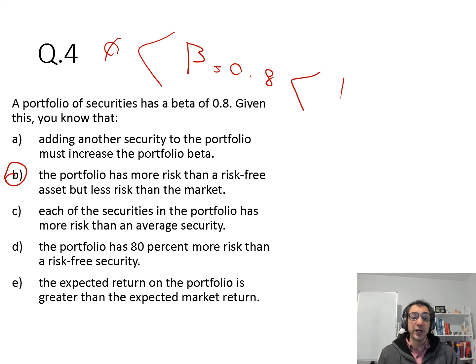E says the expected return on the portfolio is greater than the expected market return. Since your beta is less than the market, the expected return on the portfolio should be less than the market as well, not greater than the market.